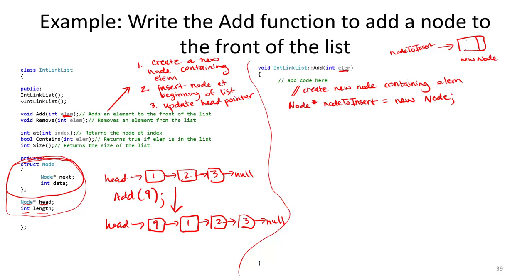Next, I need to make node to insert contain the data value equal to element. So I can write node to insert arrow data equals element. And initially, I'm just going to go ahead and initialize node to insert's next pointer to point at null. So we've just created that first node.